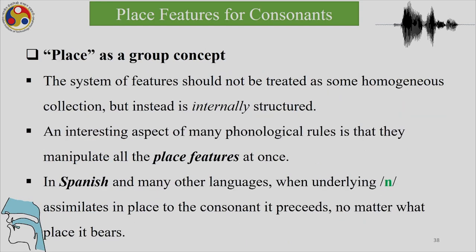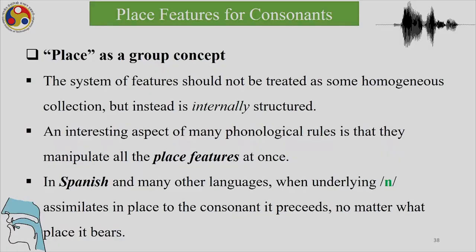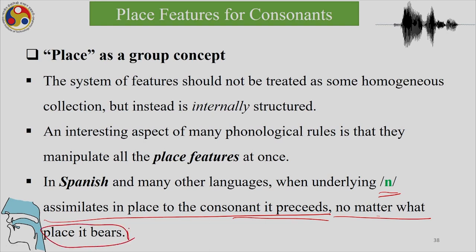So, place as a group concept: the system of features should not be treated as some homogeneous collection, but as something which has some internal structure to it. An interesting aspect of many phonological rules is that they manipulate all the place features at once. So in Spanish and many other languages, a nasal assimilates in place to the consonant it precedes, no matter what place it bears. It's a complete change to the place of the following consonant. So if the nasal is followed by P, then it can become M, which is bilabial. If it is followed by K, it can become velar N.